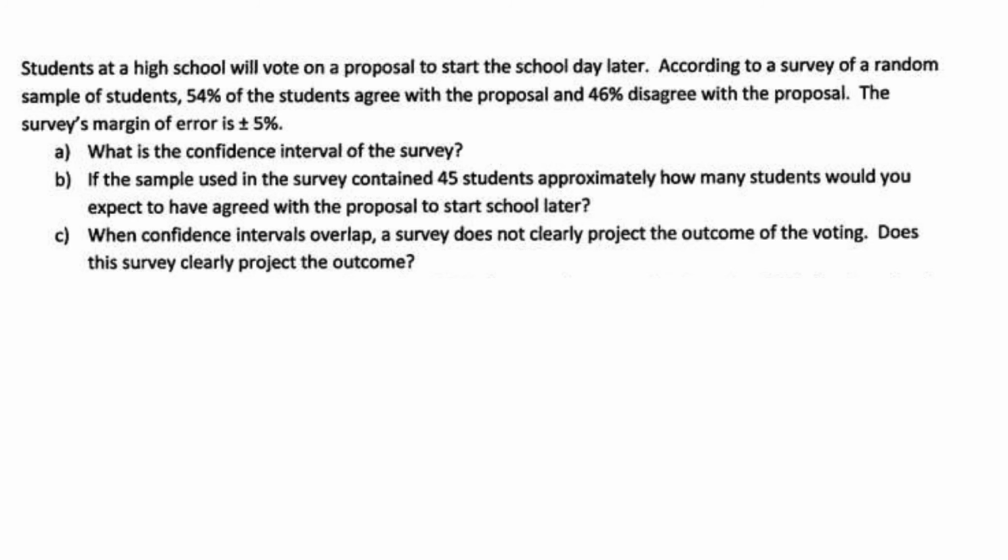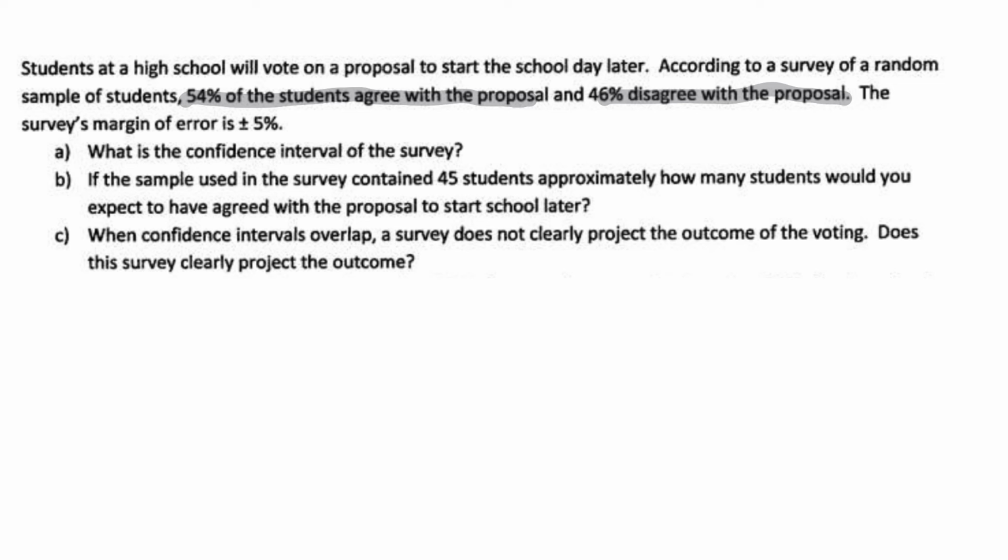All right, as we take a look at this, it says students at a high school will vote for a proposal to change the school year start dates. According to the survey, a random sample of students, 54% agree with the proposal, 46% disagree. The survey's margin of error was plus or minus 5, and then it asks us what the confidence interval for this survey is.